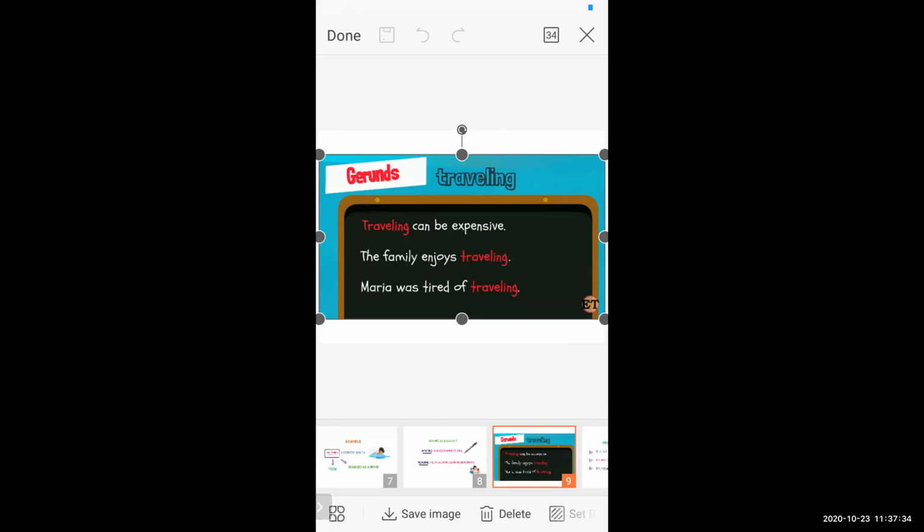But while reading the sentence, you come to know the traveling. That means the verb acts like a noun. So it is called a gerund. So here traveling is a gerund.